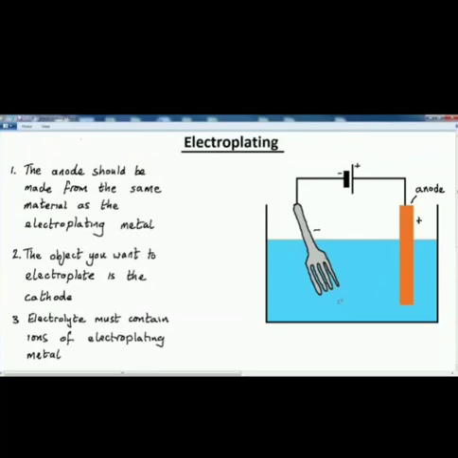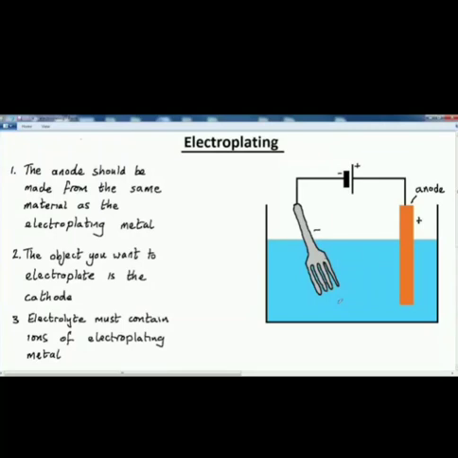And the third condition is that the electrolyte must contain ions of the metal which is to be plated on that article. This is because the electrolyte dissociates into ions, which enter the solution and migrate towards the cathode, and they are deposited as neutral metallic atoms.